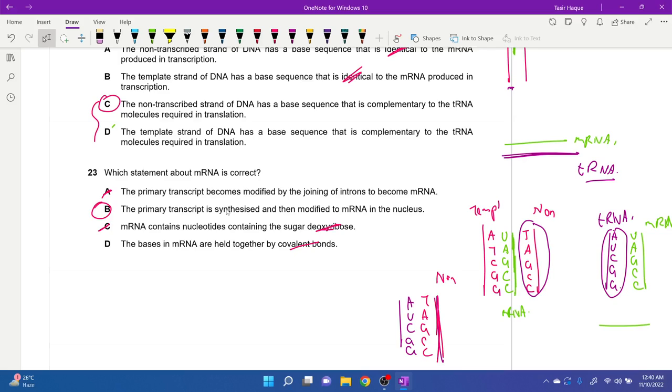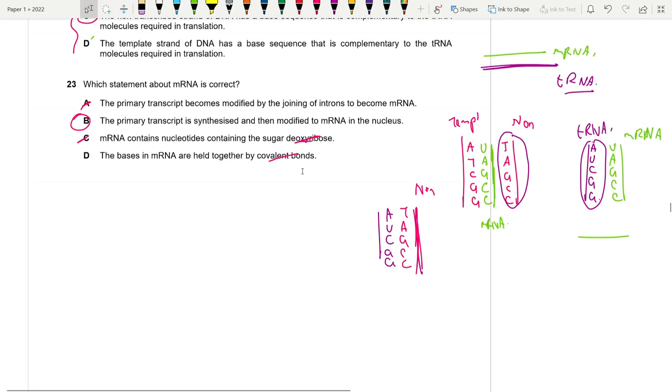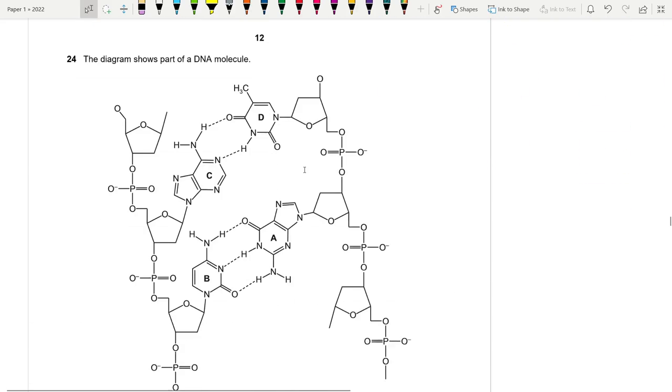So they're talking about the bases. Bases are always held together by hydrogen bonds, okay? But mRNA is single-stranded. So that's why it's vague. It's very vague. It's not right. They aren't telling us the location of the covalent bonds. Okay, so B is the best answer. 24.